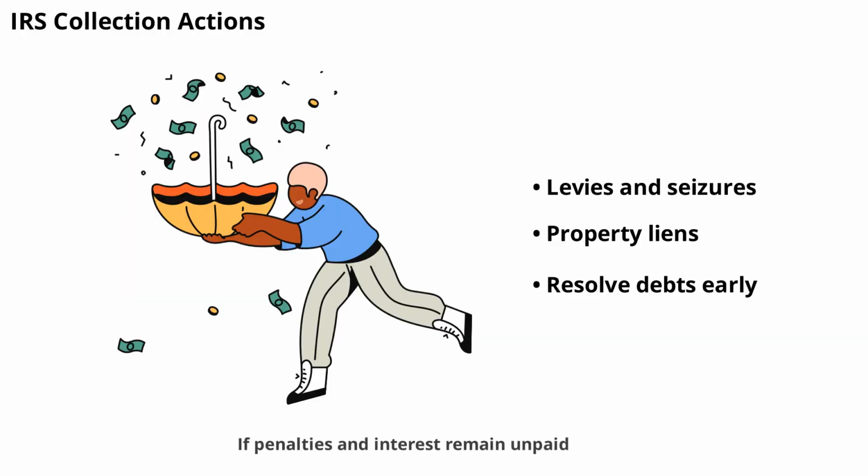If penalties and interest remain unpaid, the IRS can take collection actions to recover the debt. This may include levying bank accounts, seizing assets, or placing liens on property.